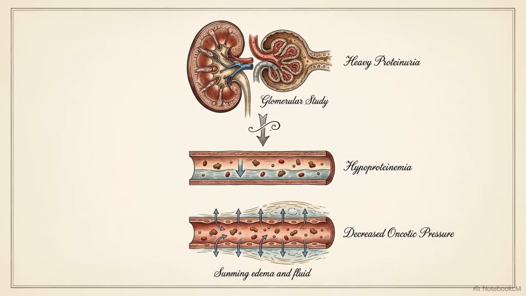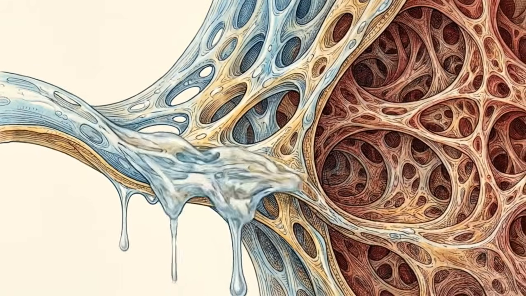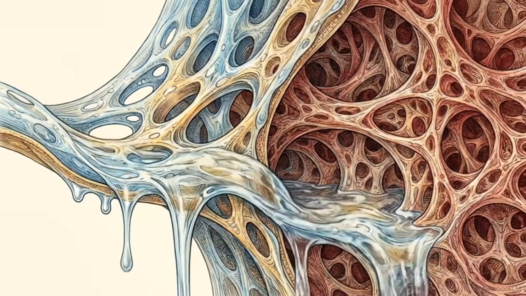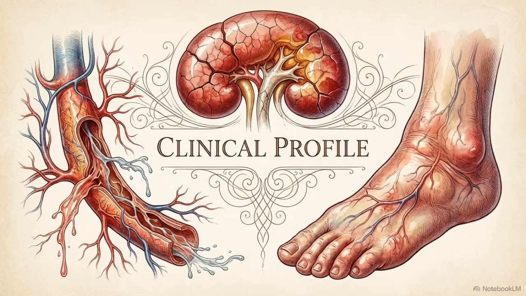This flowchart tracks the chain reaction. Heavy proteinuria causes hypoproteinemia, which eliminates the oncotic pressure required to hold fluid inside the blood vessels. Without that pressure holding the fluid in place, it leaks out of the vascular system and pools into the surrounding body tissues. This resulting total body swelling is known clinically as generalized edema. This specific systemic cascade, massive structural leakage driving fluid shifts and edema, is the precise physiological definition of nephrotic syndrome.